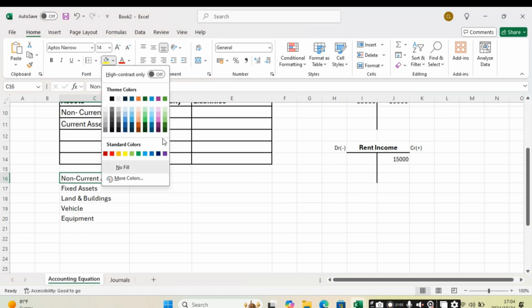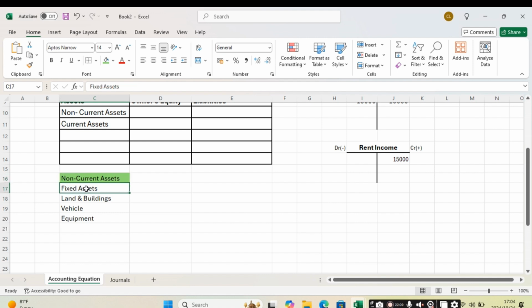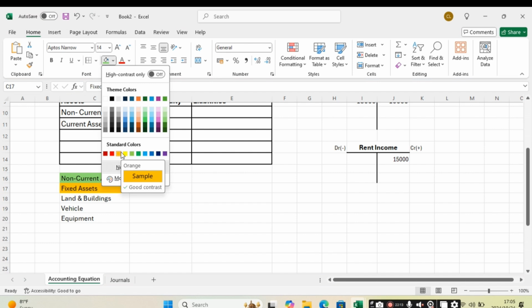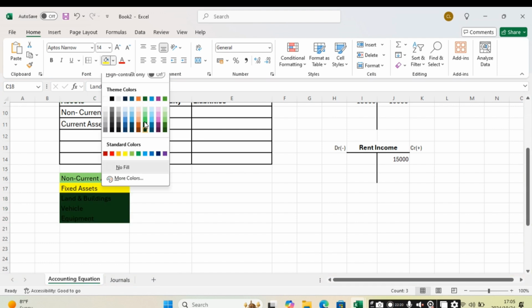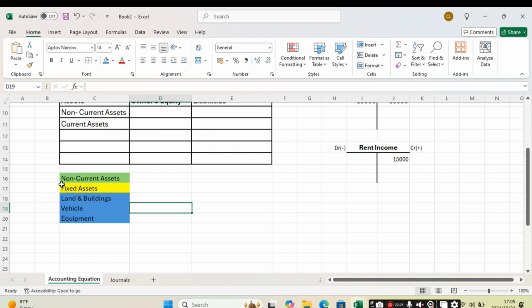So let me just try to fix this. When they say shade, that's what they mean. Then let's make this yellow. Okay, and then all these can be blue. So under non-current assets, we have fixed assets. When we're talking about our fixed assets, we are talking about our land and buildings, vehicle, and equipment. I hope this is straight.